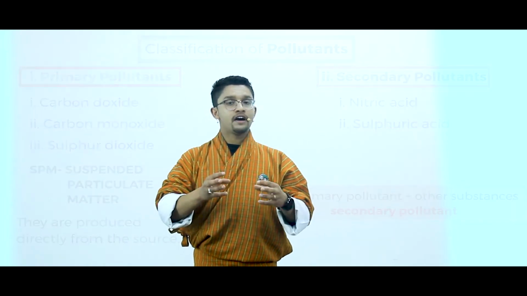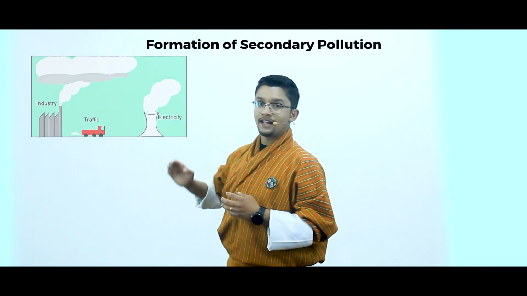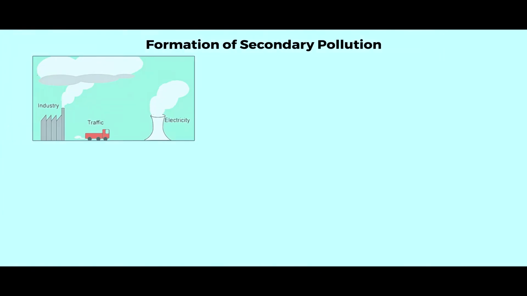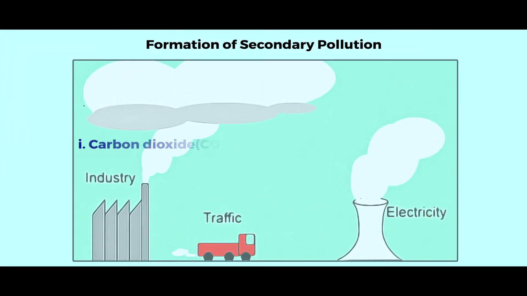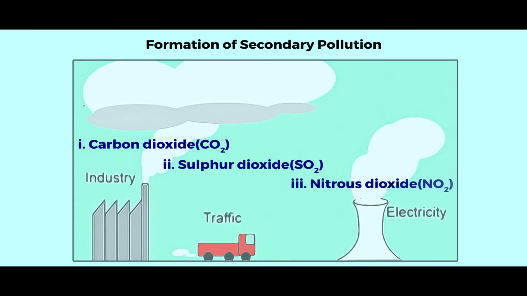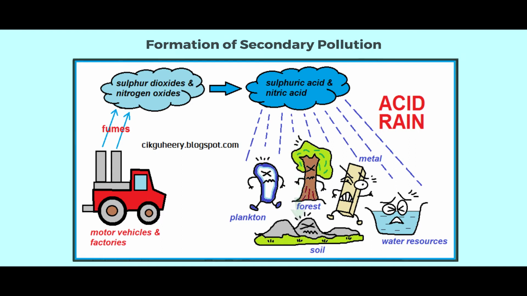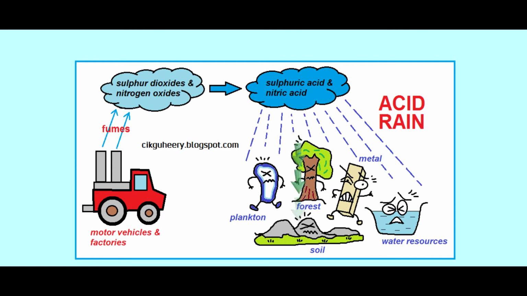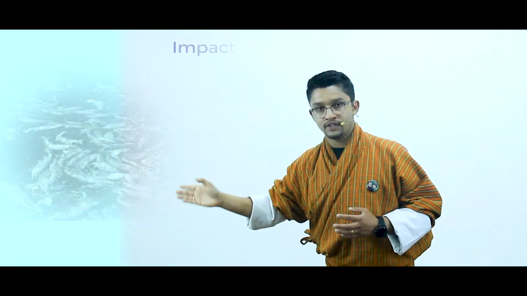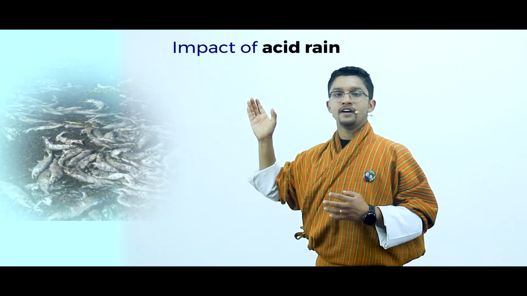So to have a good insight on the formation of the secondary pollutant, let us look at this image. What we see here is carbon dioxide, sulfur dioxide, and nitrous oxide being produced. After they are produced, they enter the atmosphere where they react with water to form three different types of acids. These acids come down in the form of acid rain, and they cause a lot of adverse effect to the atmosphere as well as other components of the environment.